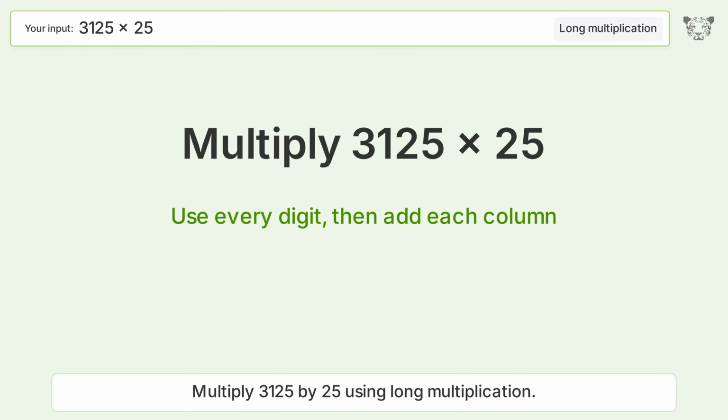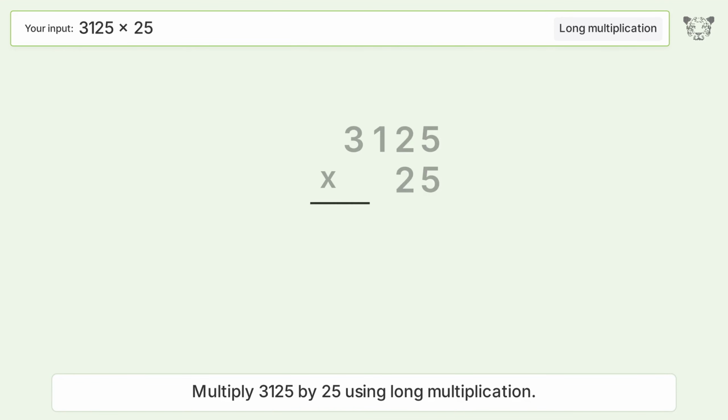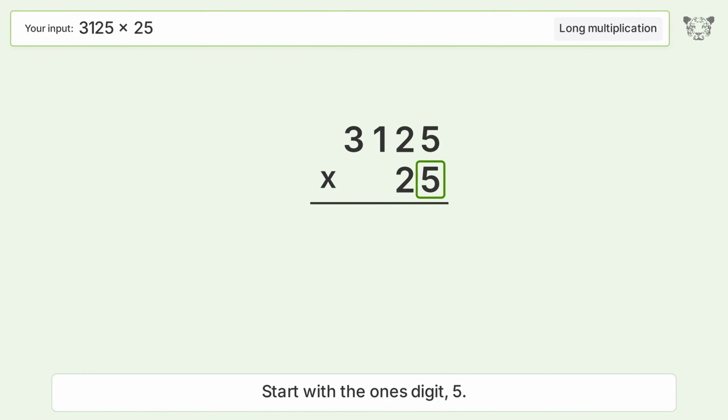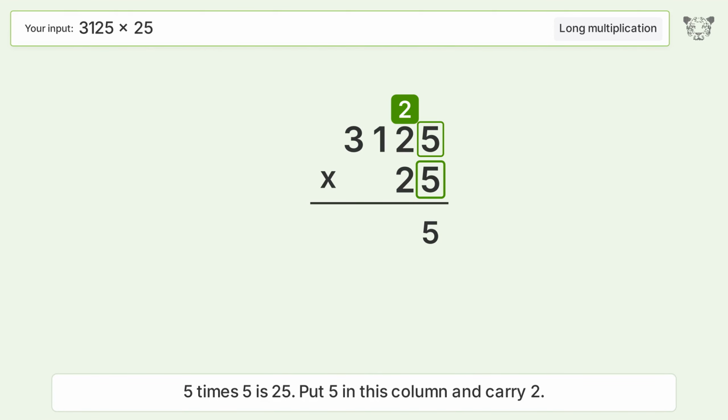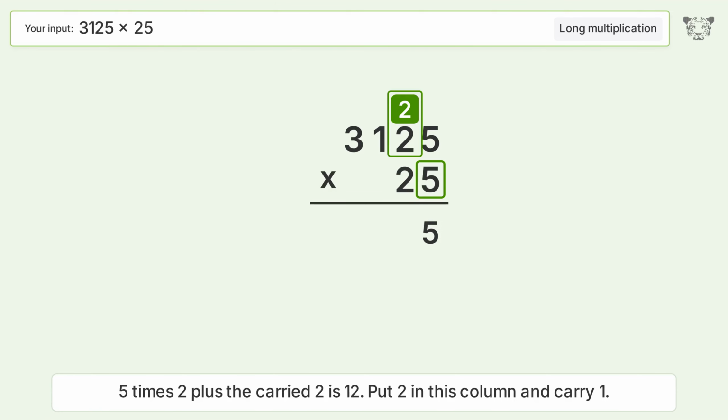Multiply 3125 by 25 using long multiplication. Start with the ones digit, 5. 5 times 5 is 25. Put 5 in this column and carry 2. 5 times 2 plus the carried 2 is 12. Put 2 in this column and carry 1.